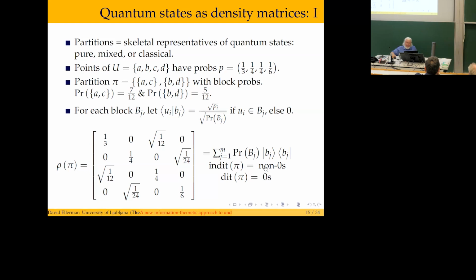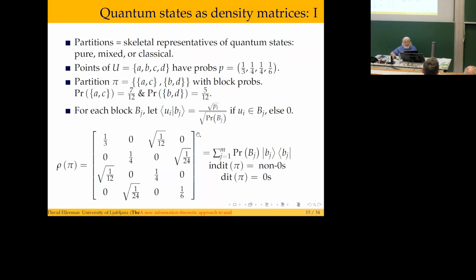And so the non-zero off-diagonal elements are just your indistinctions, just your things that are pulled together in an equivalence class, if you think of a block as an equivalence class. And your zero elements are your distinctions. So when you distinguish two elements one way or another, as we'll see in measurement, that zeroes out the elements.